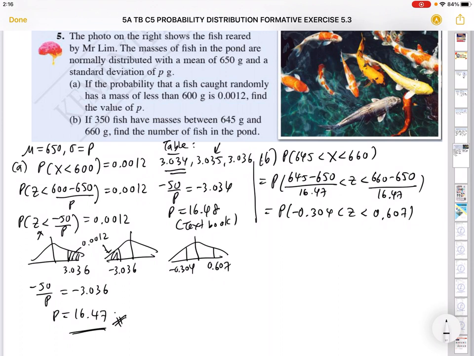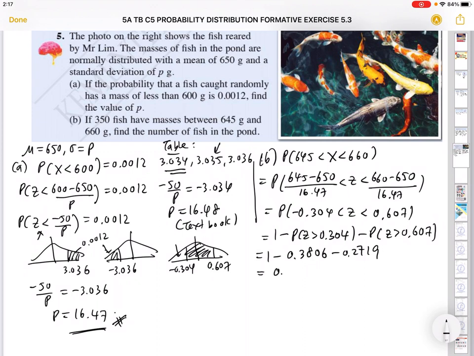Now remember, if your area under the graph is one on the left, one on the right, we need to do 1 minus. So I have to do 1 minus. The one on the left is negative Z. I will just flip it over, change it to 0.304. This will be Z more than 0.607. If you use your mathematical table, or even a calculator based on 0.304, you will get 0.3806 and 0.2719. I think for the probability, 4 decimal places is good enough. Once you minus, you get 0.3475.